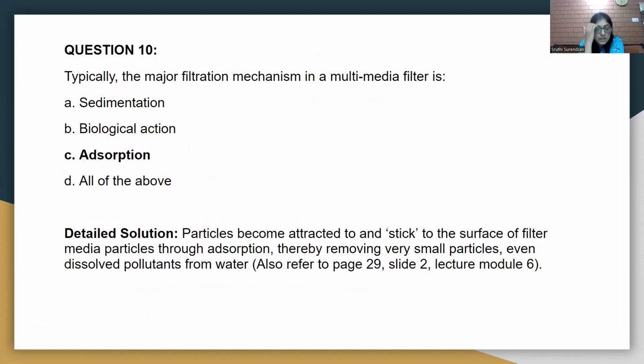So in this question they have asked about the multimedia filter. What is the major filtration mechanism occurring in a multimedia filter? The major mechanism that is occurring in a multimedia filter is adsorption. So the correct answer for this question is option C.